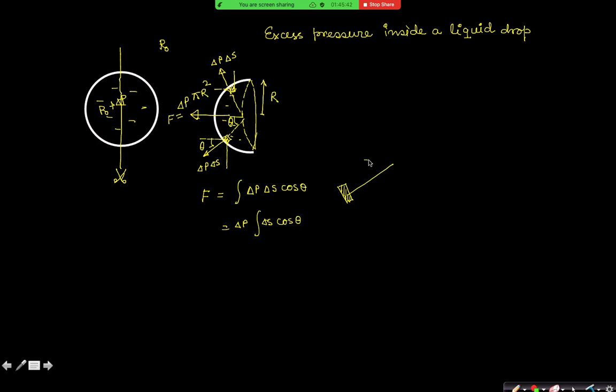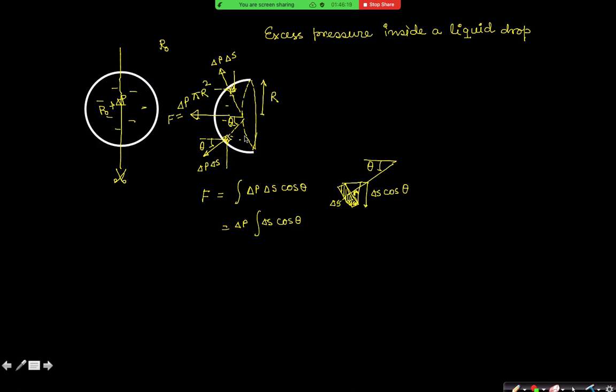This angle is theta, right? This angle is theta. So if I draw a perpendicular line like this, so this is the delta S, then you will find that this angle will also be theta. So delta S cos theta is nothing but this area. Delta S cos theta. Yes or no? So delta S cos theta is actually the projection area of this delta S on this flat surface.